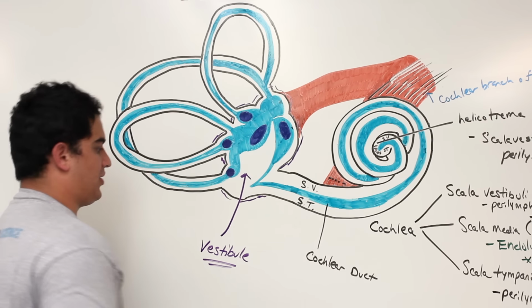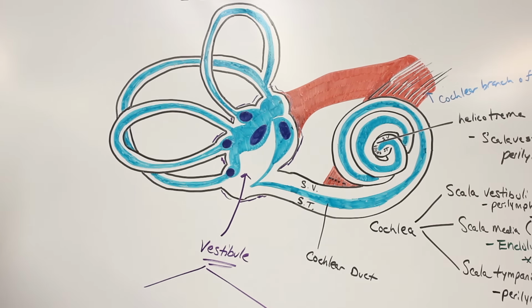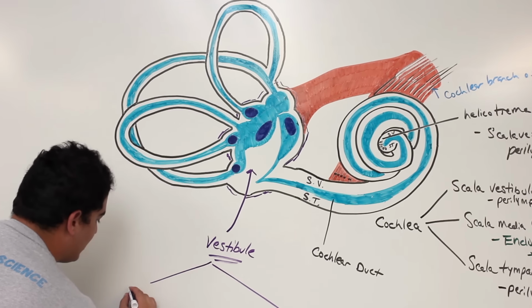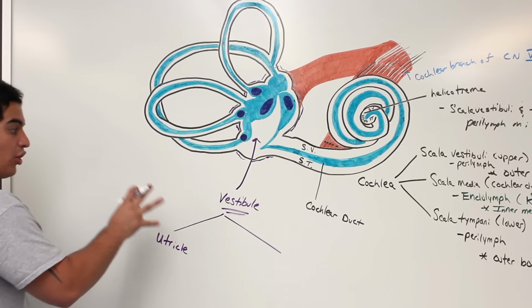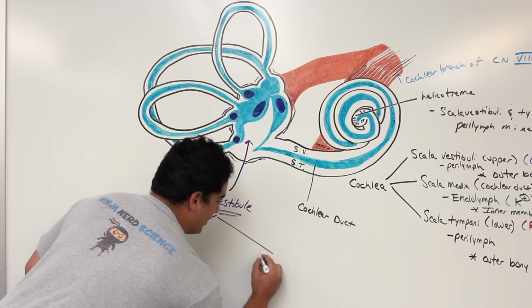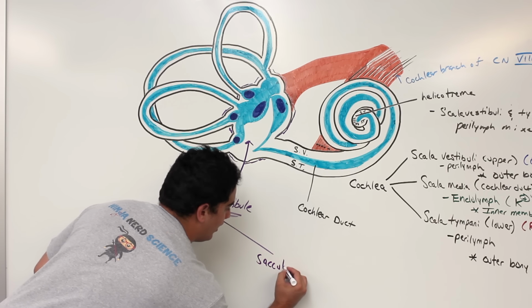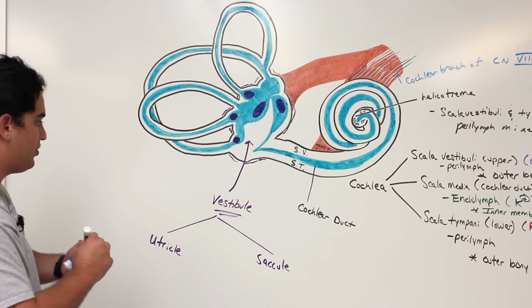What's important about the vestibule? The vestibule is actually going to consist of two important structures. Internally, it's going to consist of what's called the utricle, and another structure called the saccule. Again, we'll look at these in more detail. I just want to get you guys introduced to them.